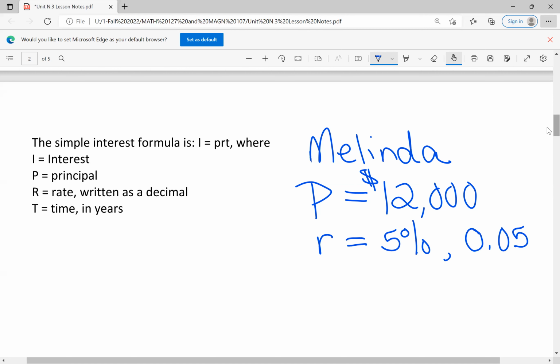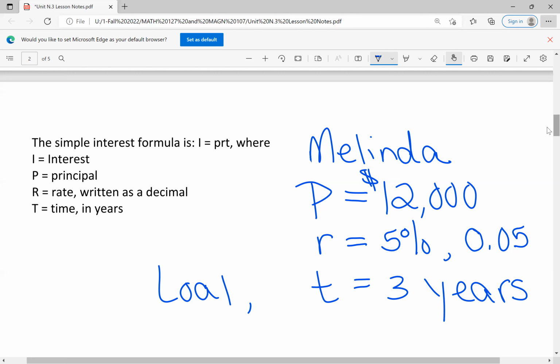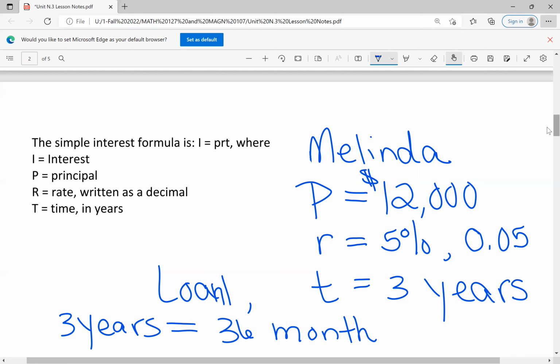And then we have two different loans that we will be comparing, but the first one, which is loan 1, T is 3 years. And then remember, in order to determine our monthly payment, I'm sorry, that was loan 1, our monthly payment, we need to remember that 3 years is equivalent to 36 months because every year has 12 months.